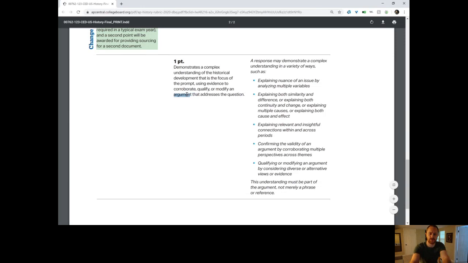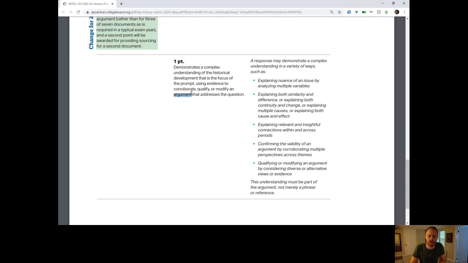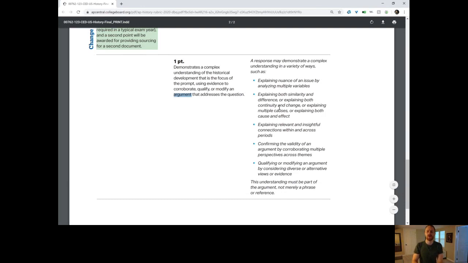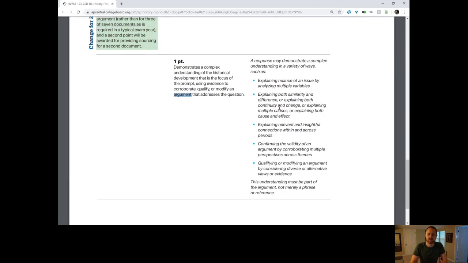Argument. Remember, you cannot get this point if you don't have an argument. You can't get the point if you don't have a thesis. Make it happen, people. Now, as you read the right side here, you have basically 5 ways you can get this. It says a response may demonstrate this complex understanding in a variety of ways, such as explaining nuance of an issue by analyzing multiple variables, explaining both similarity and difference, cause and effect, continuity and change.